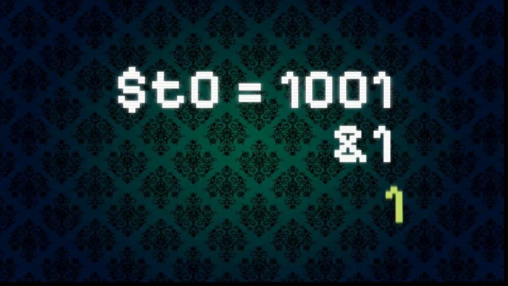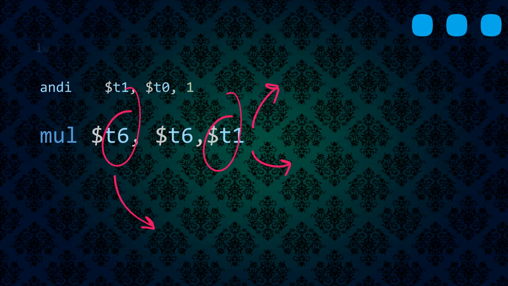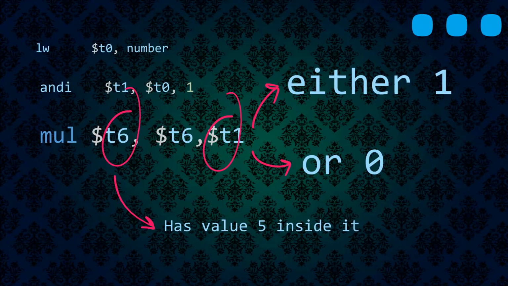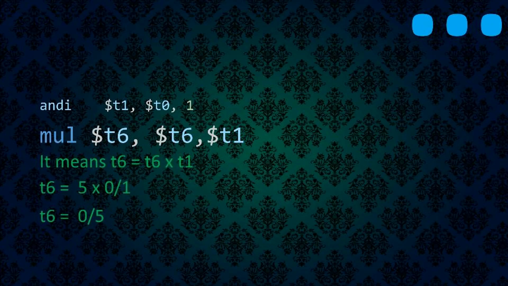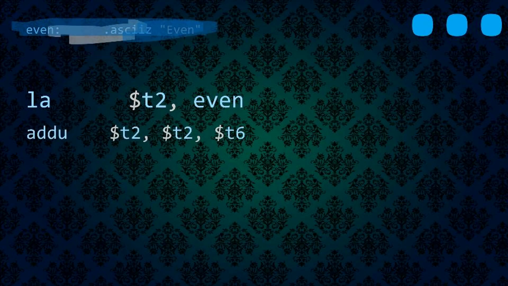If the LSB is 1, this particular operation will return 1, and if the LSB is 0, this particular operation will return 0. And for the next step, we multiply the offset, that is in the T6 register, and store it in T6 itself. Now T6 will either contain 5 or 0 based on the previous operations. I will load the base address of the even label in T2 and add unsigned T2 with T6 and store the result in T2 itself.